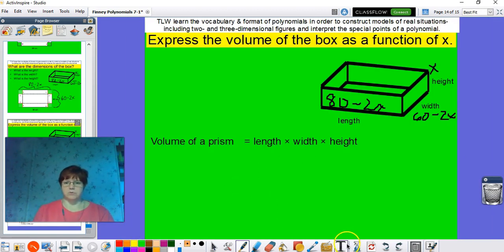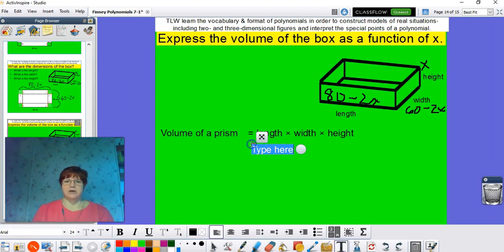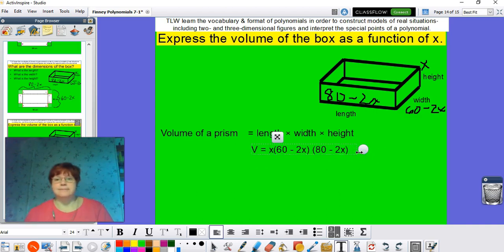Okay, so we're going to do x times 60 minus 2x, and we're going to multiply that by 80 minus 2x. And that's going to give us our volume. Okay? Now, at this point, you could leave it just like that, because everything we do is going to be in the calculator.